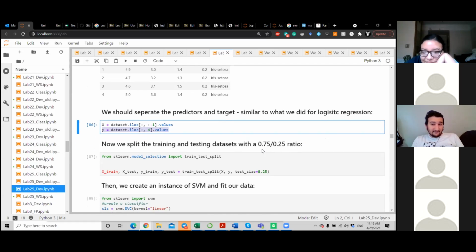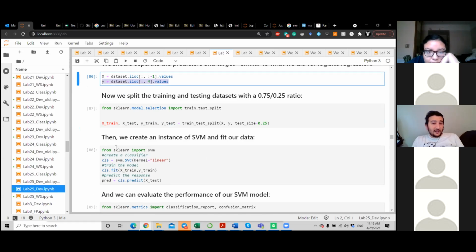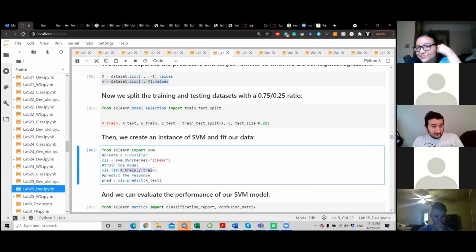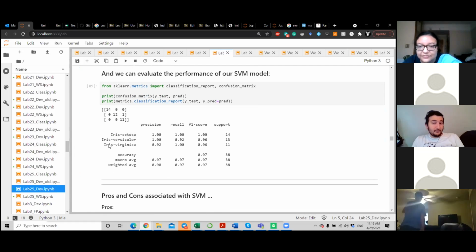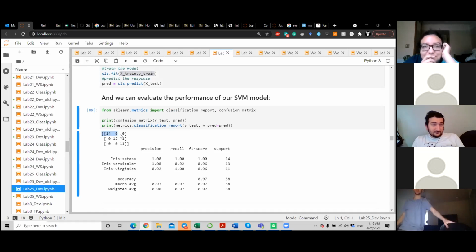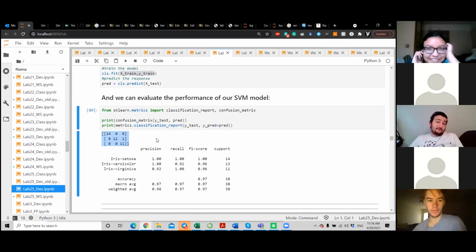I'm going with a 75%, 25% separation of the data set for training and testing. And I'm going to apply my support vector machine on my training data. And then I will apply the trained model on my testing data. And then I can go on and evaluate my model. So what do you think about this confusion matrix? It is pretty good, right?